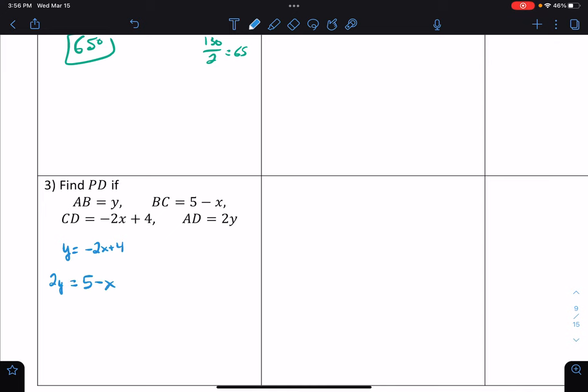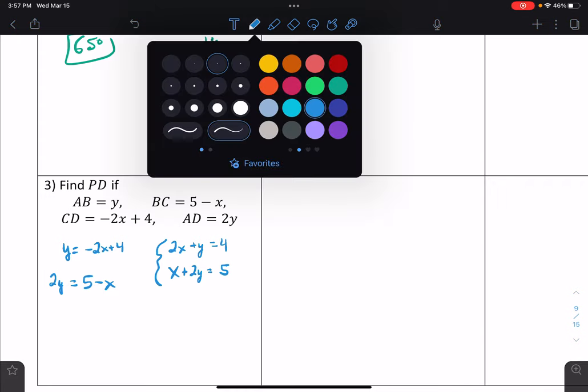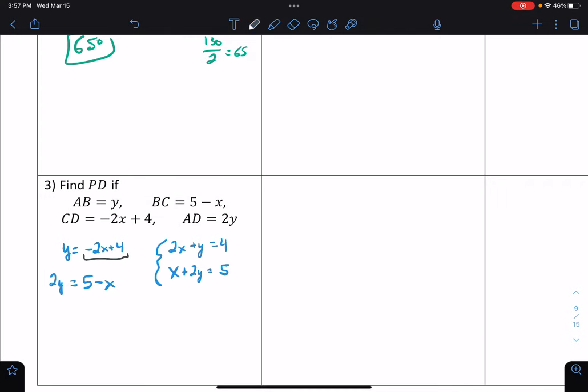Both of these equations involve an x and a y. So I'm going to use a system here. So you could rearrange it and do elimination if you wanted to. Okay, like I could make this 2x plus y equals 4, and this bottom one, x plus 2y equals 5. Okay, I could solve that by elimination then, okay? Or from my original, I could substitute this value, negative 2x plus 4 equals plain old y. So I'm going to substitute that in for y right there.